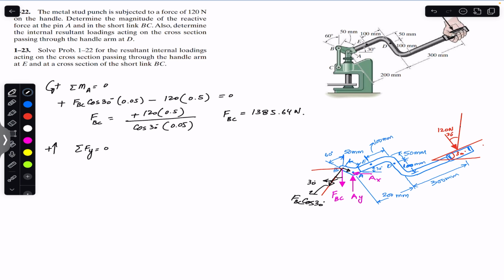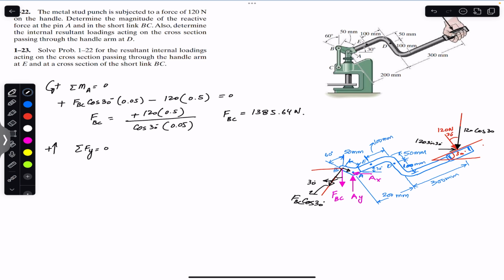One of its components will be like this. This one will be 120 cos of 30, and it will have one component in this direction. This one will be the sine component. So this is 120 sine of 30 degrees. Now these components are along the x, and this one is along the negative y. So if we apply the sum of the forces in the y, that must be equal to 0.